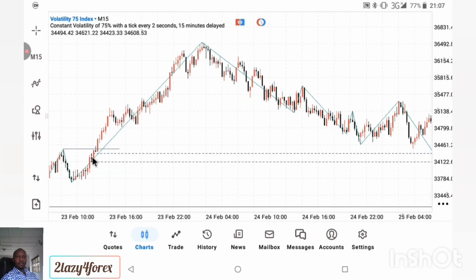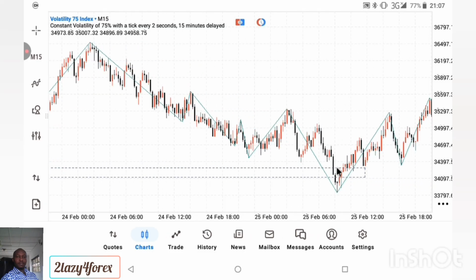So funny, this is our sweet spot candle. We expect a pullback, and look at what happened. It happened here. It came here exactly.